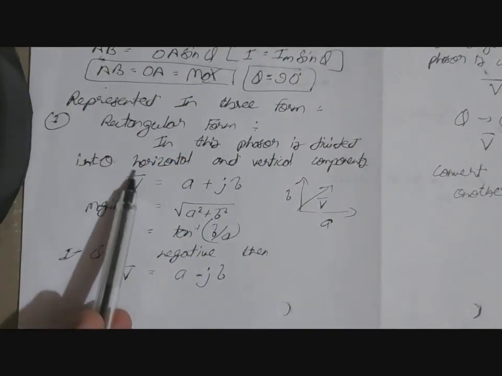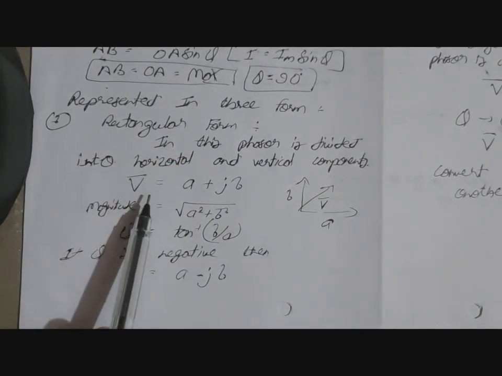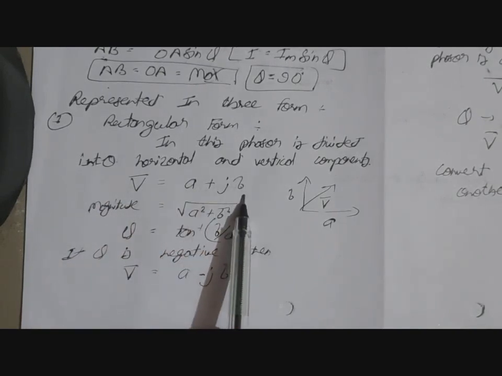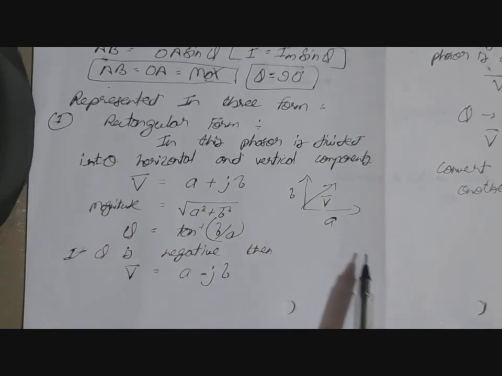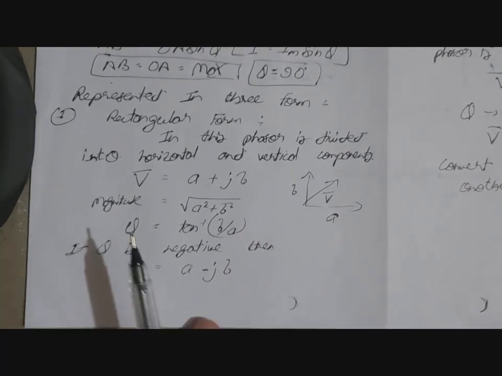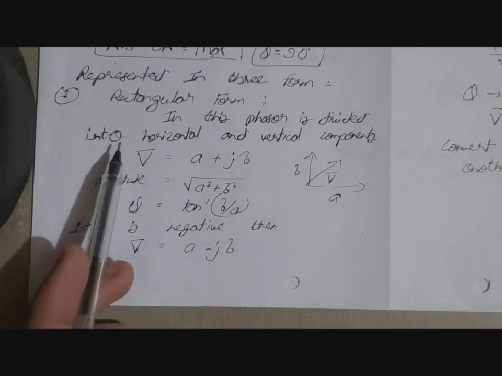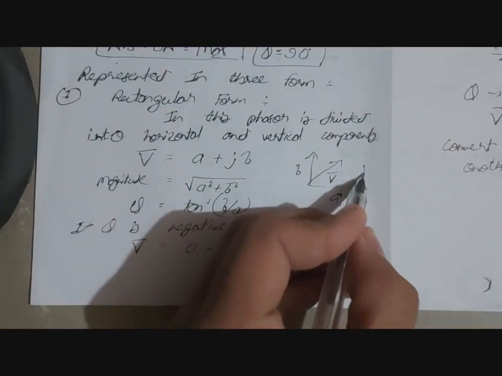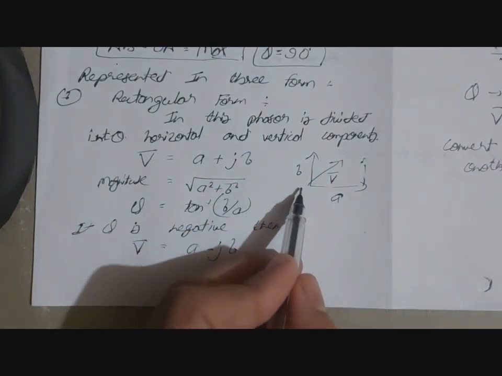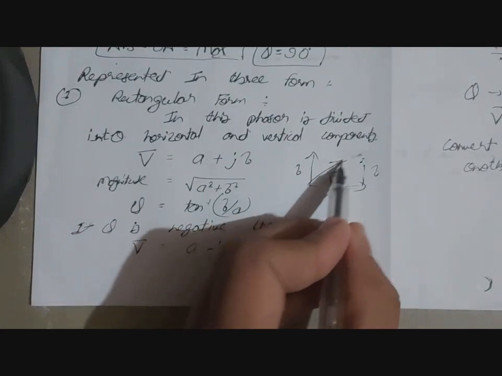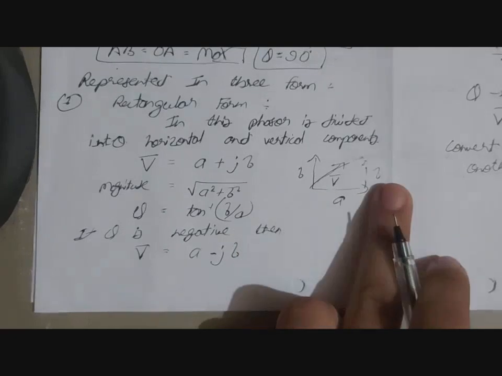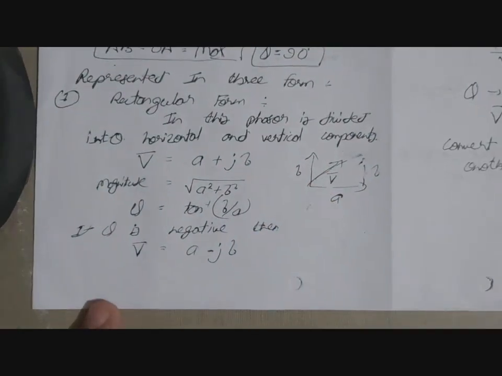Which means if V bar is a phasor, then it is divided into A and B, where B is the imaginary component, you can see there. The magnitude of this phasor is root A square plus B square, similar to Pythagoras. This makes a full triangle, and root of A square plus B square gives you this quantity.